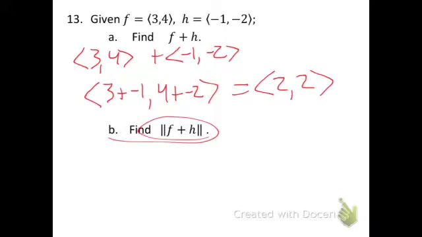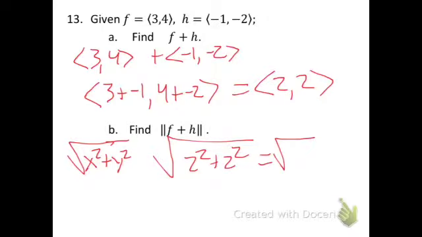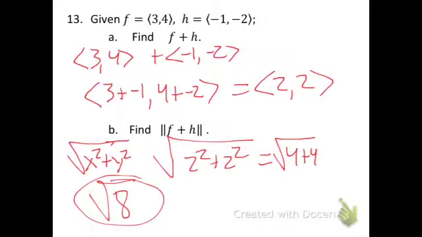And on B, we need to find the magnitude of f plus h. And remember, the formula for that is the square root of x squared plus y squared. We already got f plus h, it's right there, so that's a little bit convenient. We're now just going to square those components, add them together, and take the square root. 2 squared is 4, so we're looking at the square root of 8, which is actually the answer there. But if you want to round it to a decimal, you're looking at 2.8.